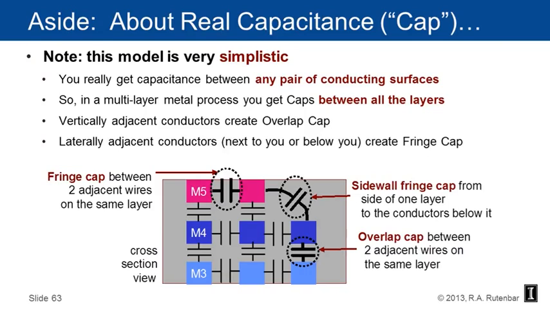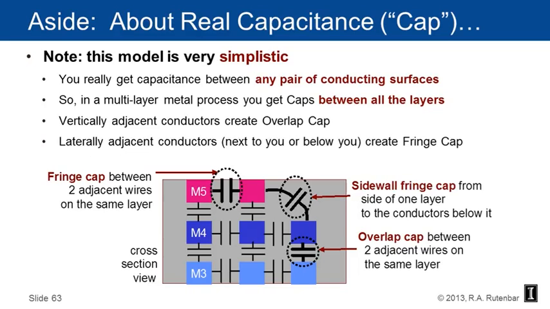Real capacitance, or people just call this cap very frequently, you get a capacitance between any pair of conducting surfaces. So in a multi-layer metal process, you get caps between all the layers. I've got a little diagram here. It's three metal wires wide, a cross-section looking into metal wires running out of the slide.